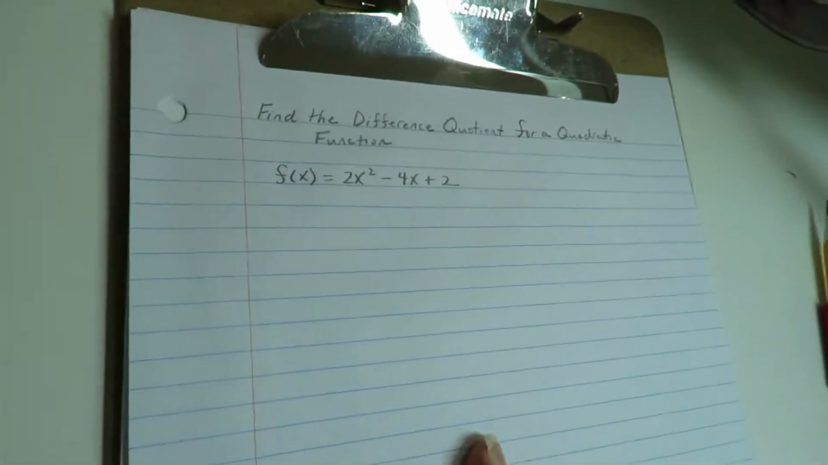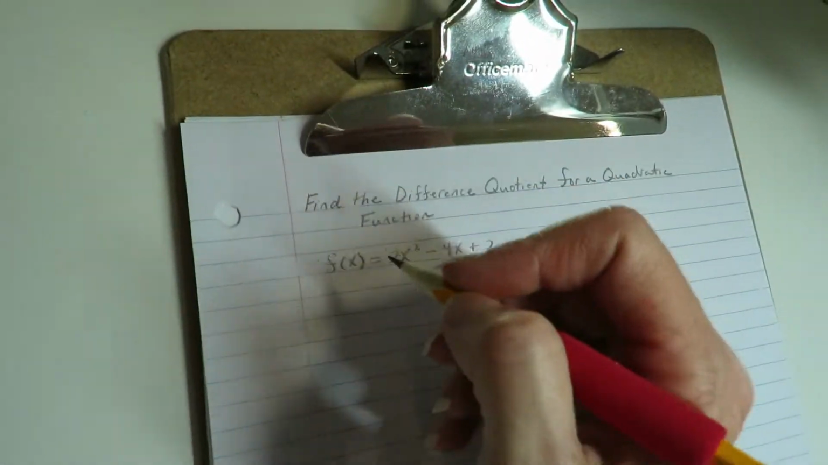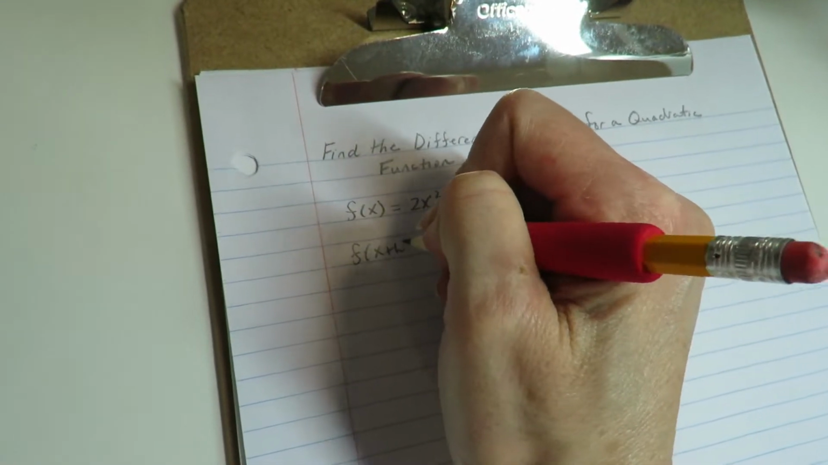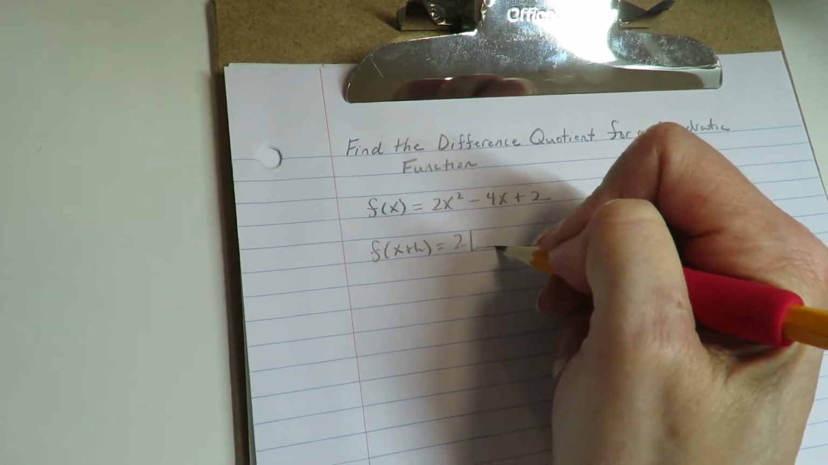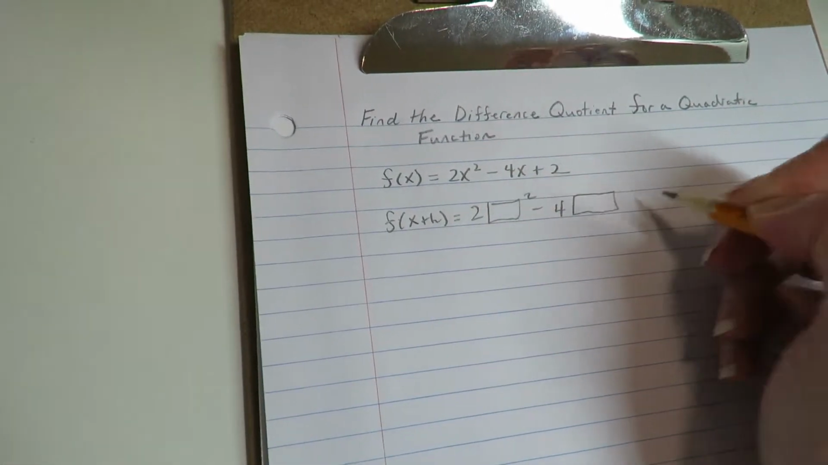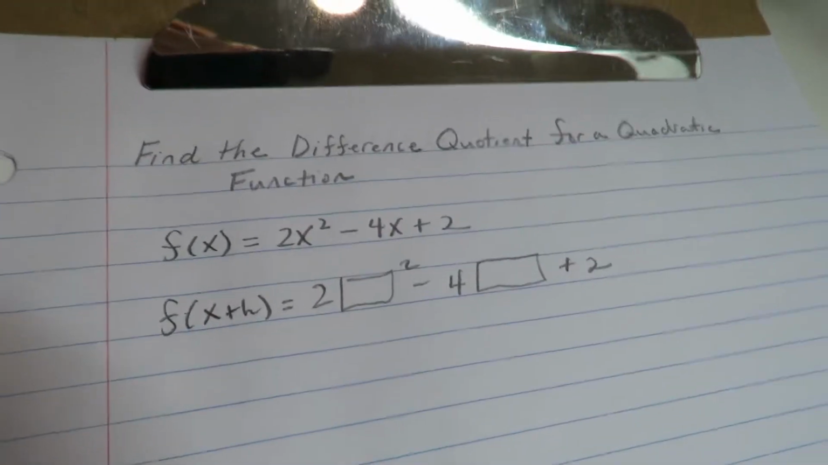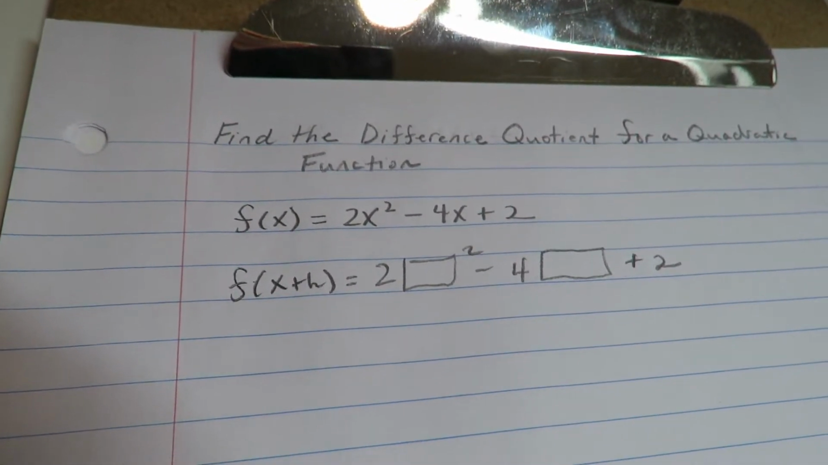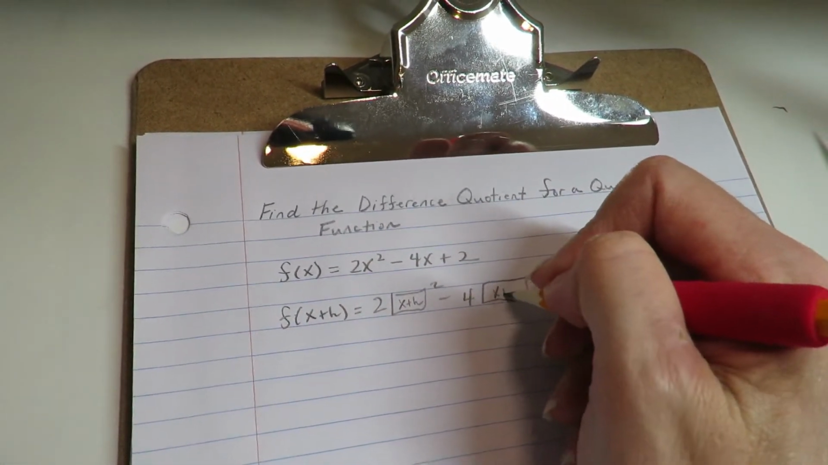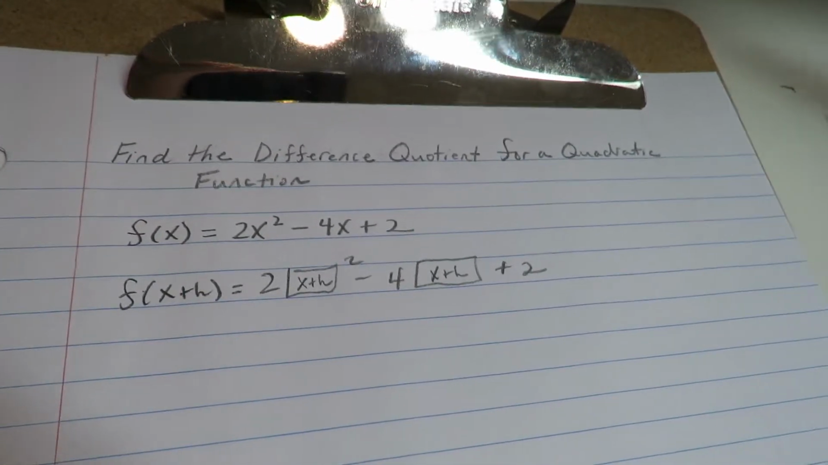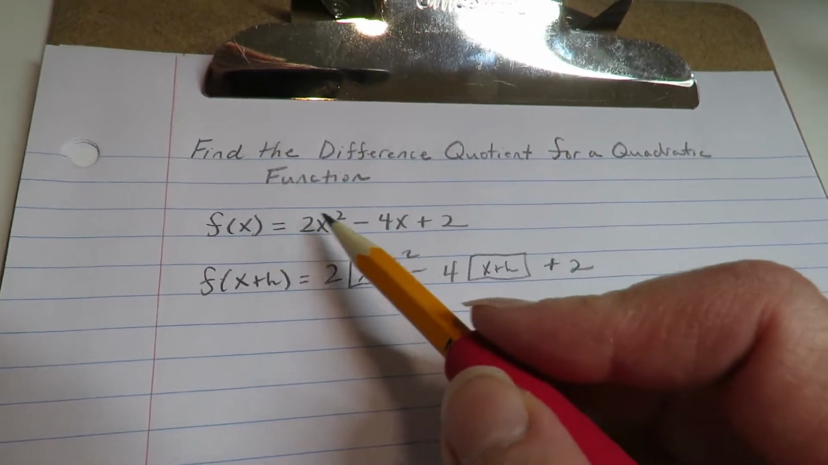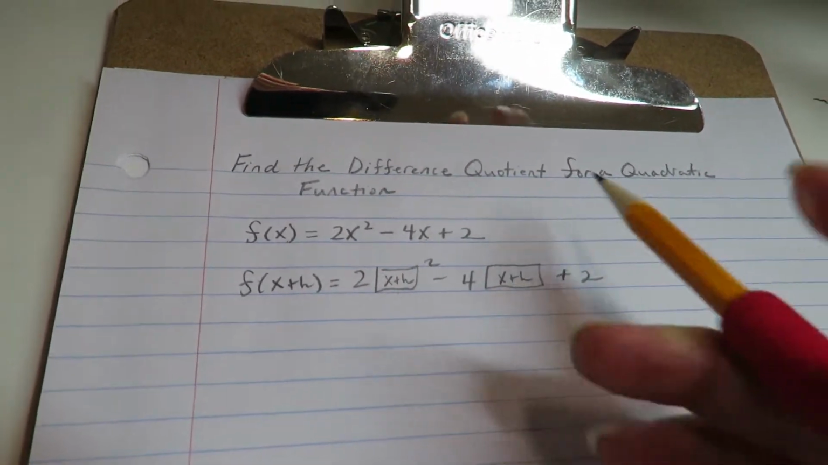Okay, let's do it. So as I mentioned before, the first thing you want to find is f of x plus h. Everywhere I see an x, I'm just going to put a box there, because I'm going to replace x with x plus h. So x becomes x plus h. It does like an identity change, right? This becomes x plus h, x plus h, x plus h. That's what I'm doing here.